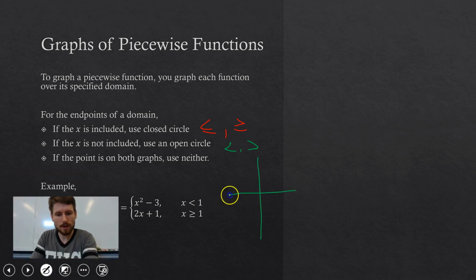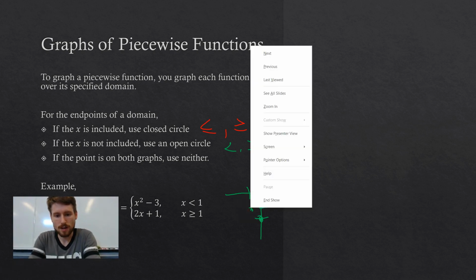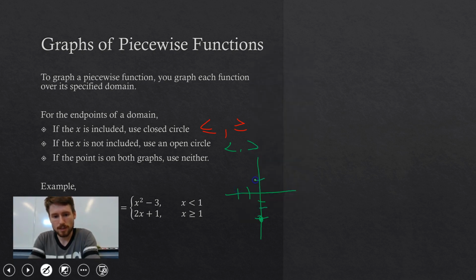For the values that are less than 1, up to and almost 1, we're going to graph x squared minus 3. So let's do some numbers here. We plug 0 in, we get negative 3, so that's down here. When we plug negative 1 in, we get negative 2, so that's right there. And when we plug negative 2 in, that gives us 1, so that's up here. This is part of the graph. And now the question is, what should we do at 1?